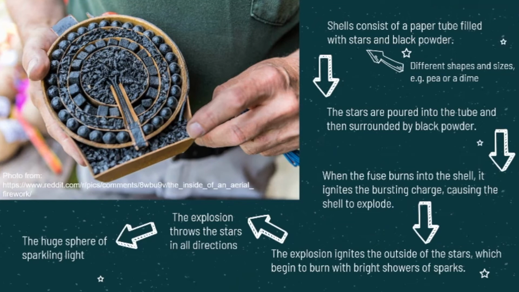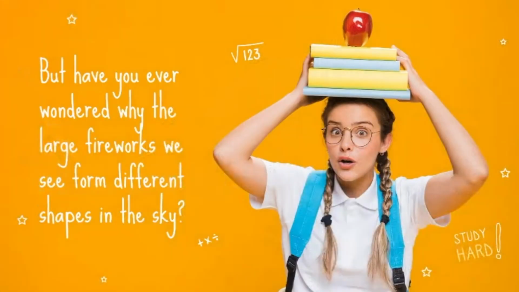The explosion ignites the outside of the stars, which begin to burn with bright showers of sparks. Since the explosion throws the stars in all directions, you will get the huge sphere of sparkling light that is so familiar at fireworks displays of New Year countdown celebrations.